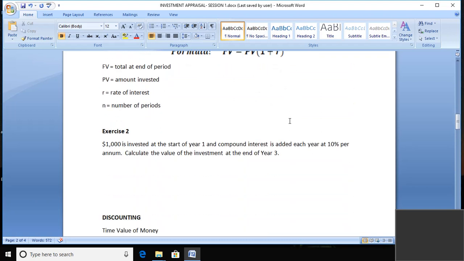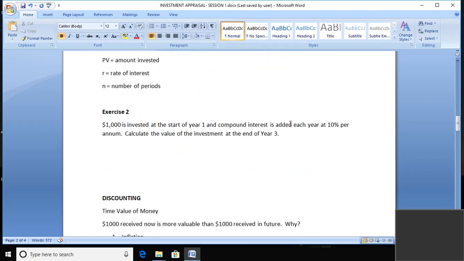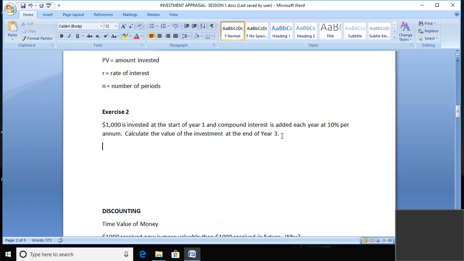Let's look at our example number 2, or exercise number 2. $1,000 is invested at the start of year 1, and compound interest is added each year at 10% per annum. Calculate the value of the investment at the end of 3 years. Again, this question is similar to the first one we have dealt with, except that now we are dealing with compound interest, not simple interest.